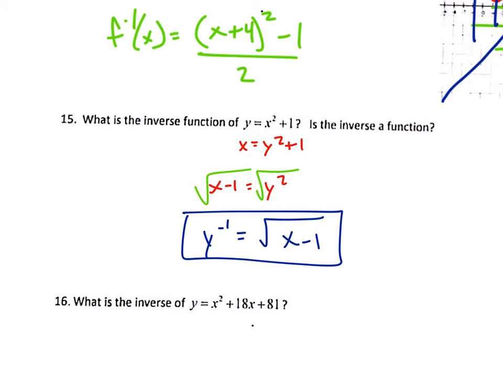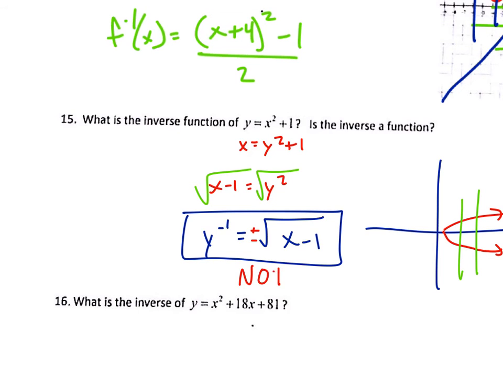And now it says, is the inverse a function? Well, if you graph this square root function, if we have the positive and negative versions of it, we get something that looks like this. And we know that's going to fail my horizontal or my vertical line test, so we know that the inverse is not a function.